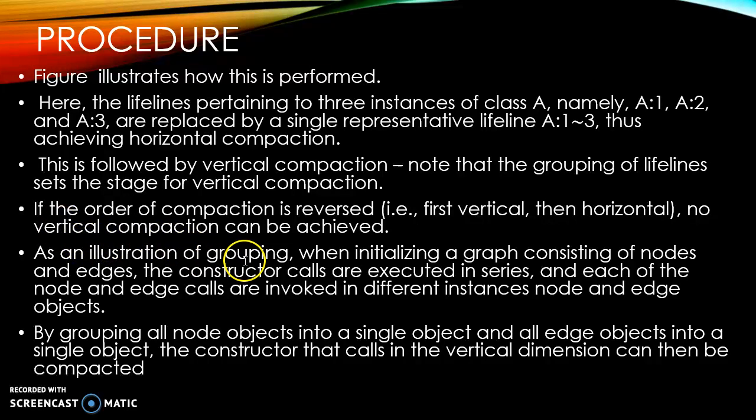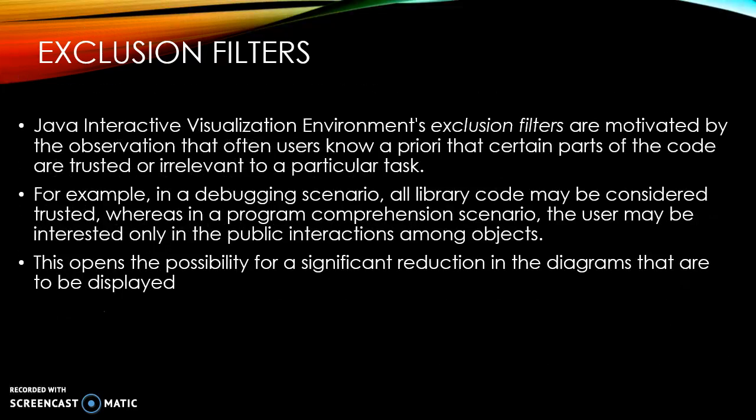Illustration of grouping: when initializing a graph consisting of nodes and edges, the constructor calls are executed in series, and each of the node and edge calls are invoked on different node and edge object instances. By grouping all node objects into a single object and all edge objects into a single object, the constructor calls in the vertical dimension can then be compacted.